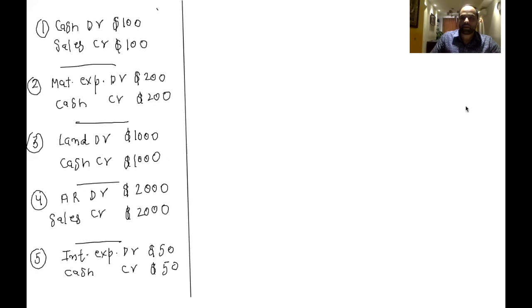Now, why do we call it a T account? It looks like this T. Remember the left hand side, of course, here you can see, right? Your left hand side is the debit side, and your right hand side is the credit side. All right, so that's why we call it a T account.